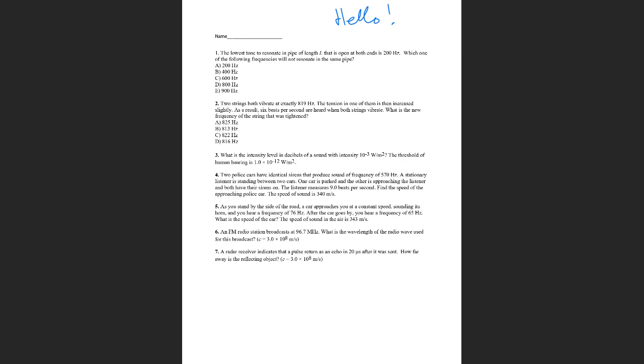So 900 is not a multiple of 200 hertz. So that one is the one that will not happen. Yes, correct, E. Okay, does that make sense? 900 is just not an integer number times 200.